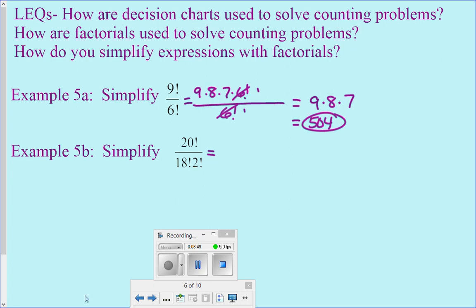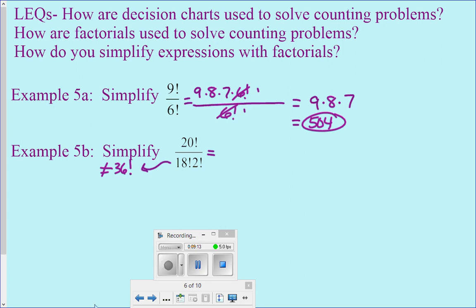20 factorial divided by 18 factorial times 2 factorial. First of all, just make a note in your notes that 18 factorial times 2 factorial is not equal to 36 factorial. Okay, you can't do that. You can't multiply the numbers. That would give you a completely different value than 18 factorial times 2 factorial. And if you're not sure, try it out. You can very easily see that they are not equal.